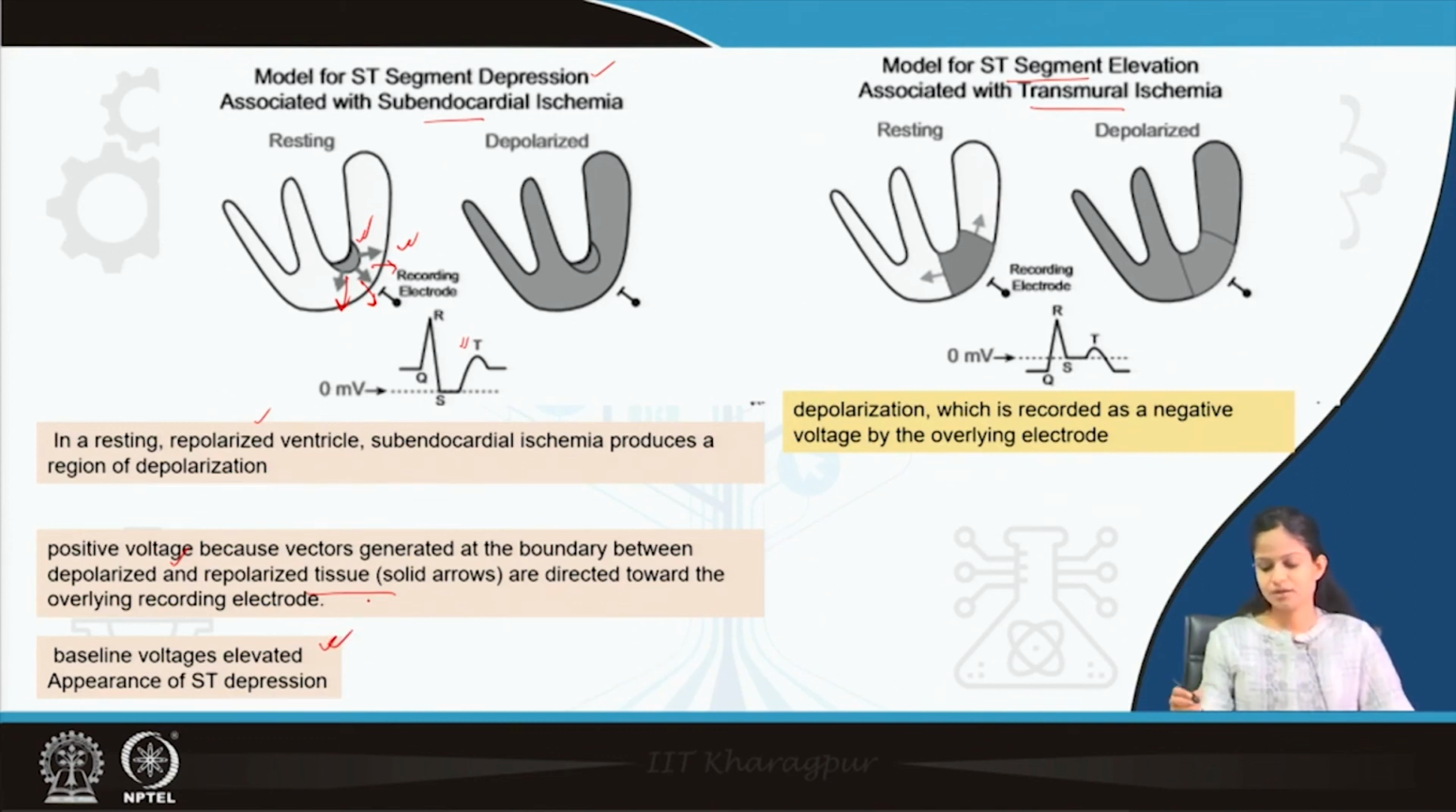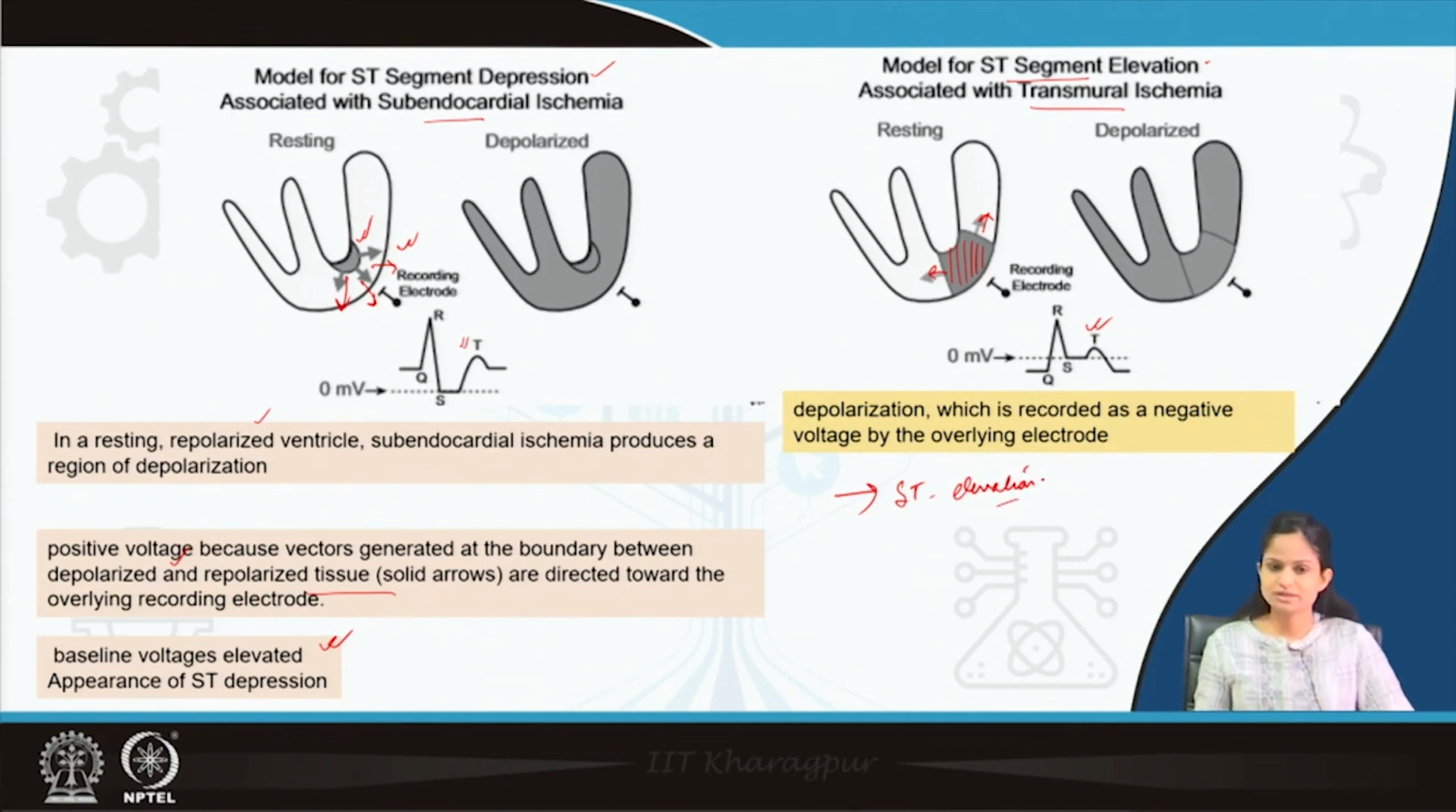The reverse occurs in case of ST segment elevation in transmural ischemia, when the whole endocardium to epicardium, this myocardium is totally destroyed, I mean that is ischemic. So, the depolarization vector will be away from the recording electrode. Now, when this is away from the recording electrode, it will deflect a negative voltage, and since it is deflecting a negative voltage, there will be a shift downward from the baseline. So, this negative voltage shift downwards from the baseline will give the appearance of ST segment elevation in case of transmural ischemia.